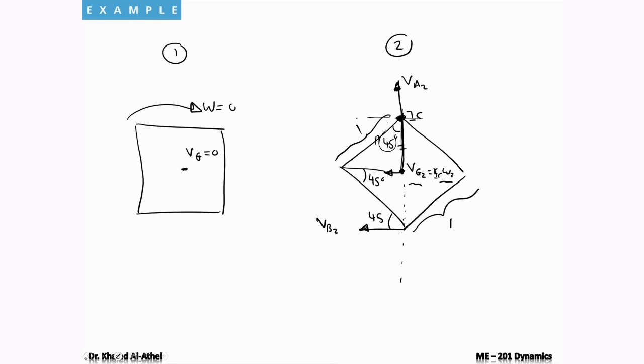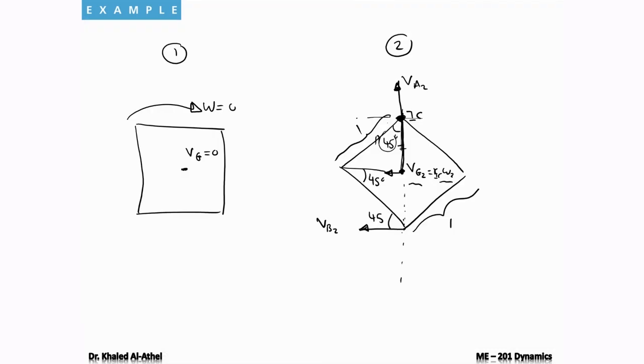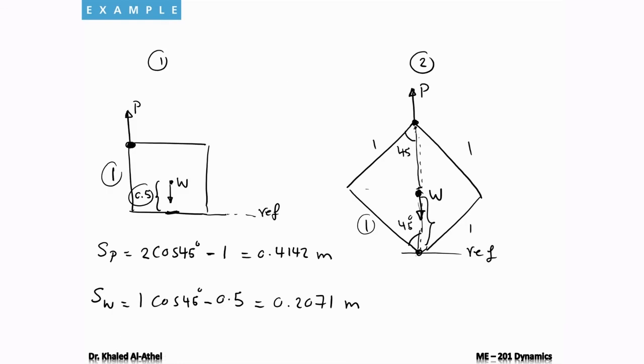So now I can calculate the work done by each one. If you want to know whether it is positive or negative work, look at the forces. The center of mass moved upward, from this line to this line, so from 1 to 2. P will give me positive work because it moved upward and P is acting upward. The weight will give me negative work because the center of mass moved upward while the weight is acting downward.